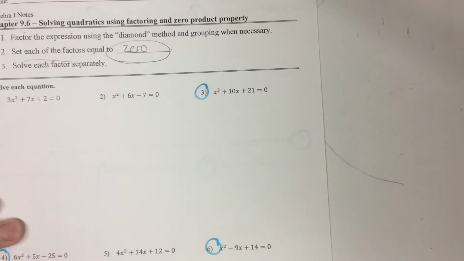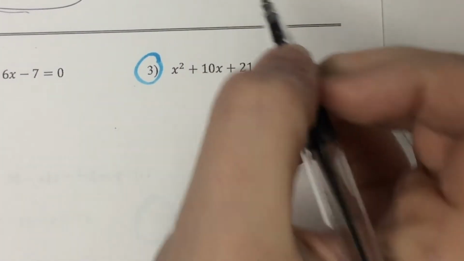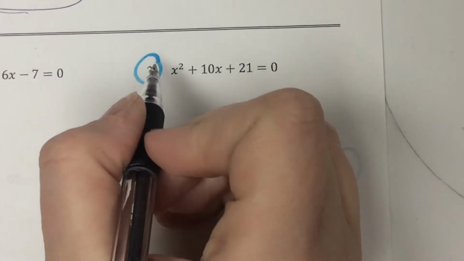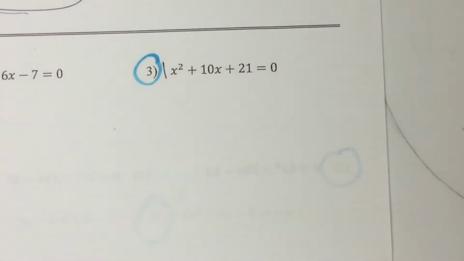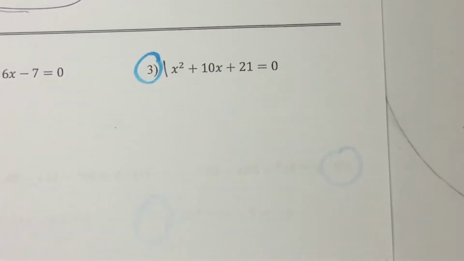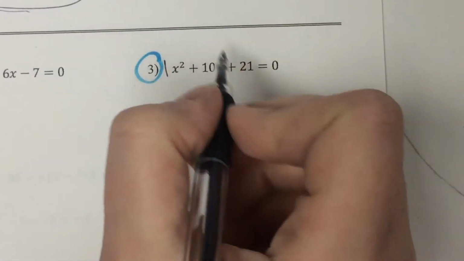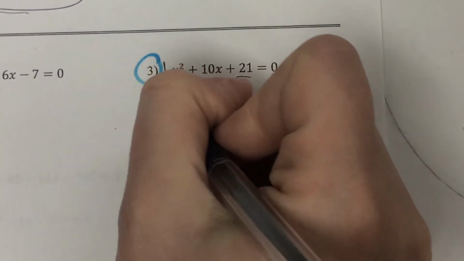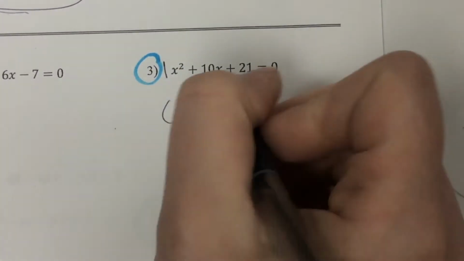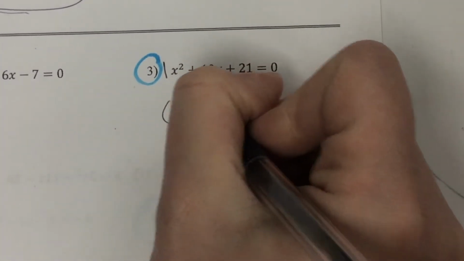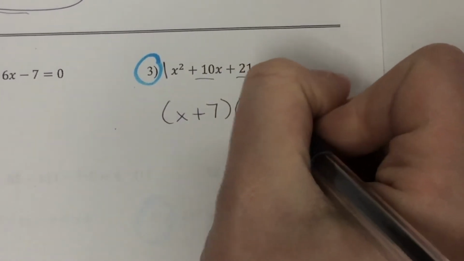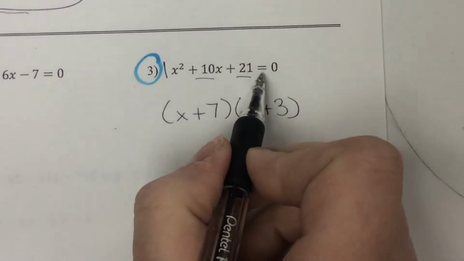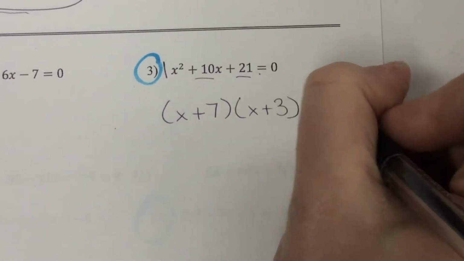So jumping right into this, number 3, we have a trinomial with a leading coefficient of 1. So if you would like to use the diamond method, by all means, but we really don't need it. I need some multiples of 21 that are going to add to 10. 7 and 3, so x plus 7, x plus 3. And that is still equal to 0. Put that at the end.